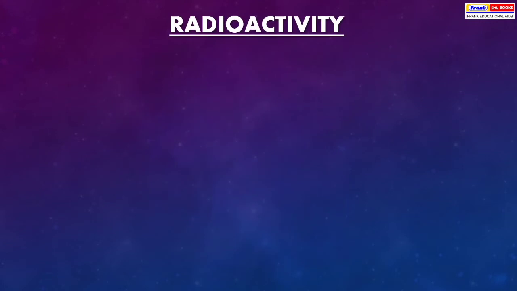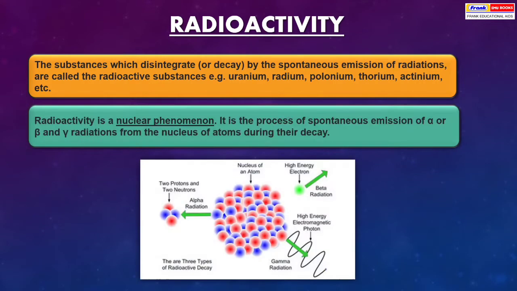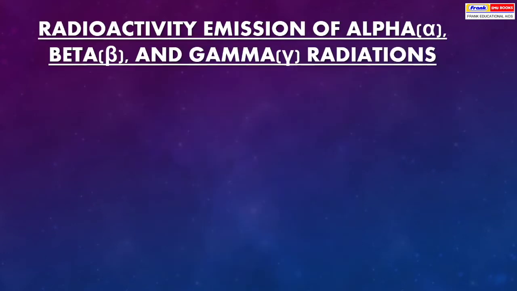Radioactivity: the substances which disintegrate or decay by the spontaneous emission of radiations are called radioactive substances. Example, uranium, radium, polonium, thorium, actinium, etc. Radioactivity is a nuclear phenomenon. It is the process of spontaneous emission of alpha, beta and gamma radiations from the nucleus of atoms during the decay. Radioactivity: emission of alpha, beta, and gamma radiation.